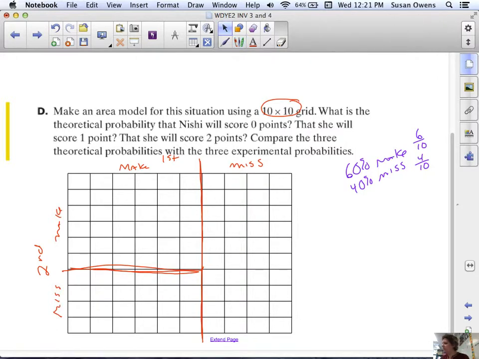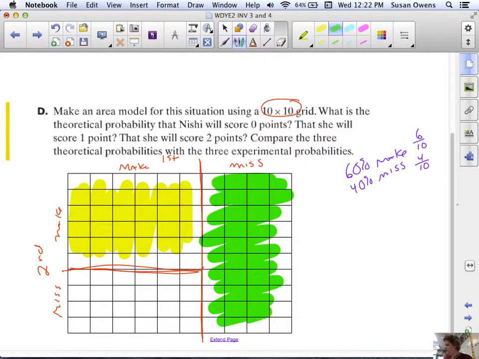So I end up getting 3 regions. This region right here is where she made the first one and made the second one. This region is where she missed the first one, which means she didn't even get a second chance, so she missed. And the last region down here is where she made the first one but missed the second one. So if she makes both of them, this will be a 2-point area. If she misses the first one, she doesn't get a second chance, so that's 0 points. And if she makes the first one but misses the second one, that'll be 1 point.